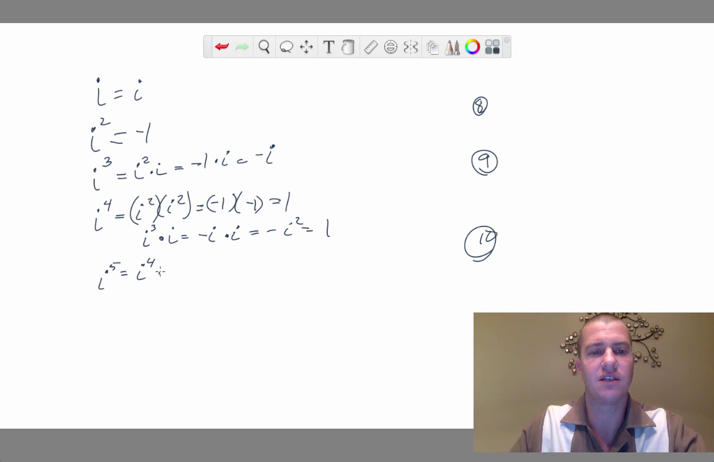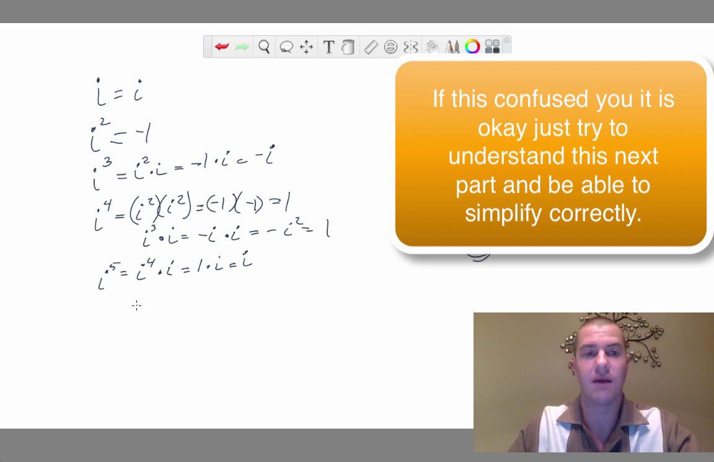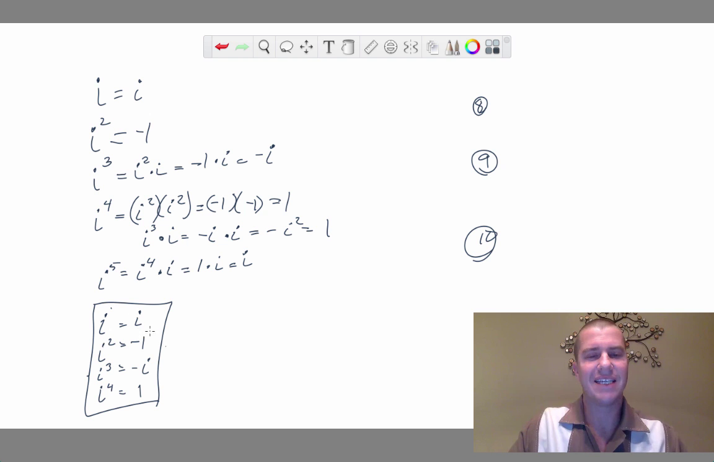So because i to the fifth is just i to the fourth times i, well, that's going to be 1 times i, which is i. And then i to the sixth is i to the fourth times i squared, so that's going to be negative 1. What you need to know is this pattern here, because all the exponents of i repeat as a pattern of 4. i is equal to i, i squared is equal to negative 1, i to the third is equal to negative i, and i to the fourth is equal to positive 1. And all the other ones just start repeating after that.